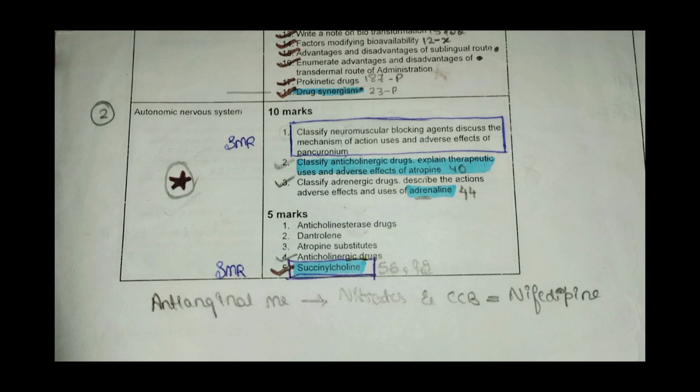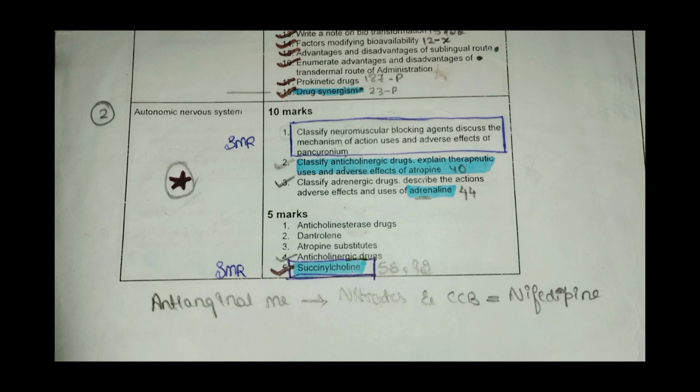Now coming to the second question, which is basically the first question of this chapter, that is classify anticholinergic drugs, explain therapeutic uses and adverse effects of atropine. Third one, classify adrenergic drugs, describe the action, adverse effects and uses of adrenaline. Now coming to the important 5 or 3-mark questions.